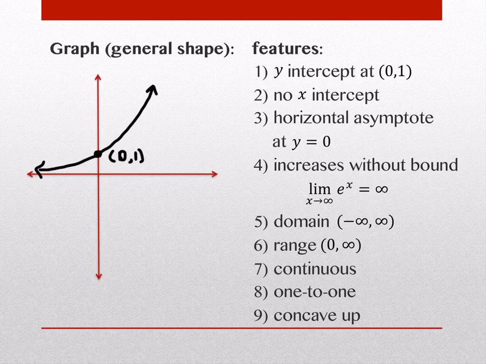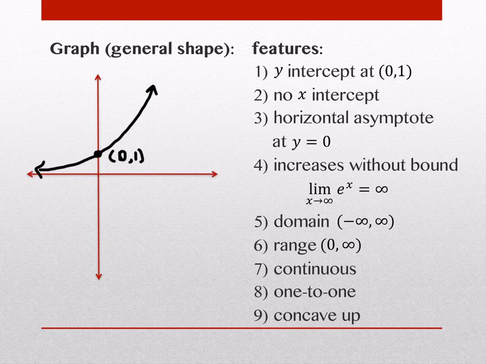This graph, much like the natural log graph, increases without bound. So what that means is if you go to the right forever, that is the limit as x approaches infinity, the y value increases forever. y approaches infinity. So the limit of e to the x as x approaches infinity is infinity. The domain is negative infinity to infinity, and the range is 0 to infinity.